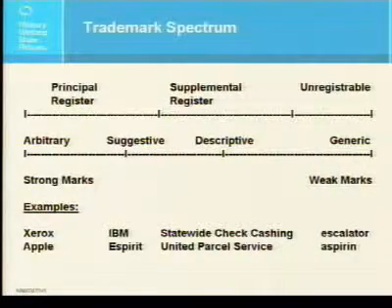And the two examples on here of generic marks, escalator and aspirin, are kind of famous examples of trademark rights that were lost because other people started to use these as generic terms. So aspirin and escalator both were proprietary names where the protection was lost because they became the generic name for those products. Xerox is another one where it came pretty close, even though it was a coined term, to being a generic term.